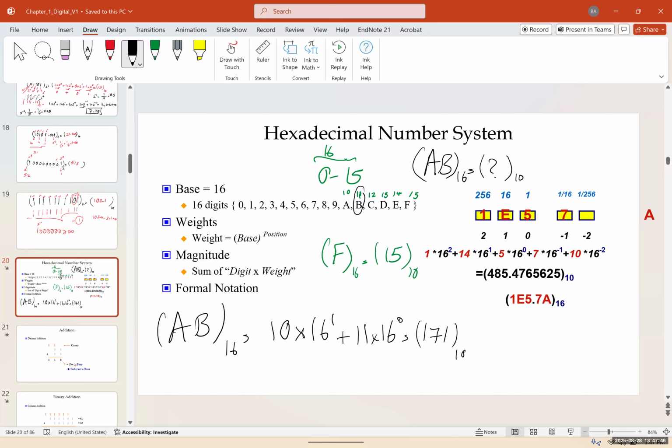Now, what about this one? F0.8 in the base of 16. What is it in the base of 10?